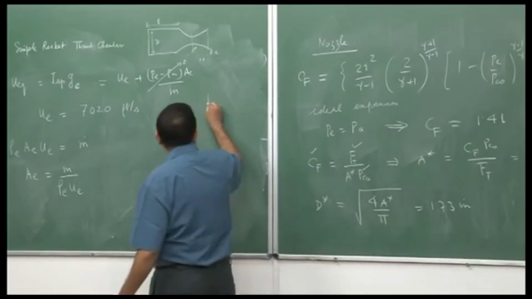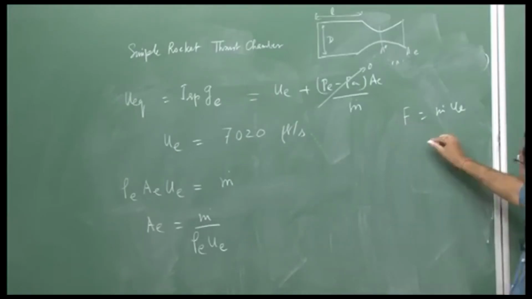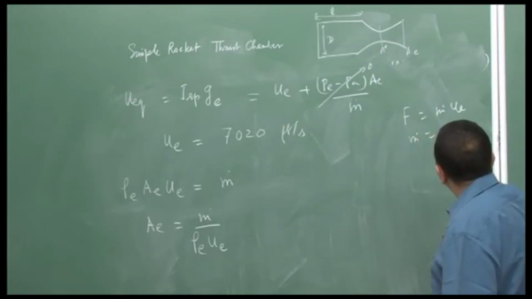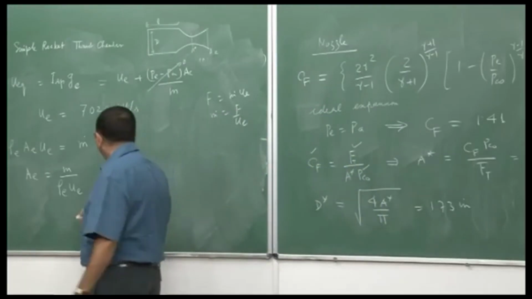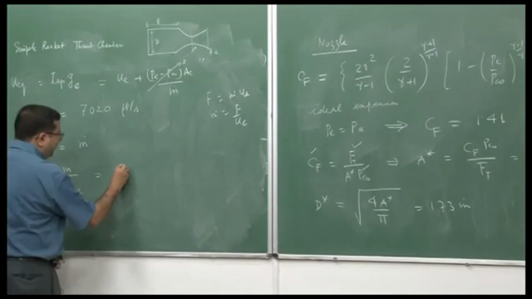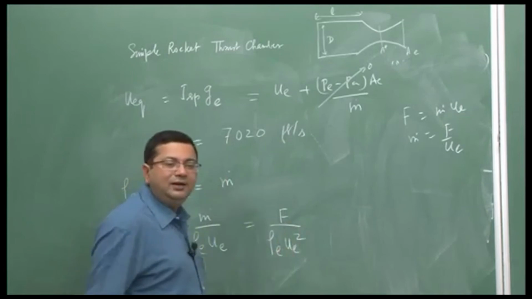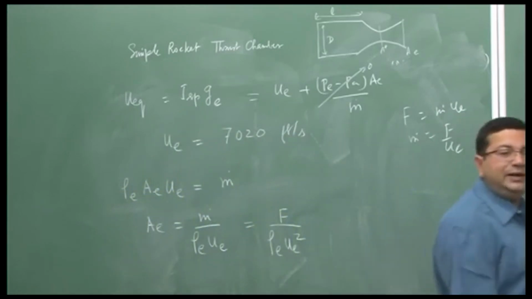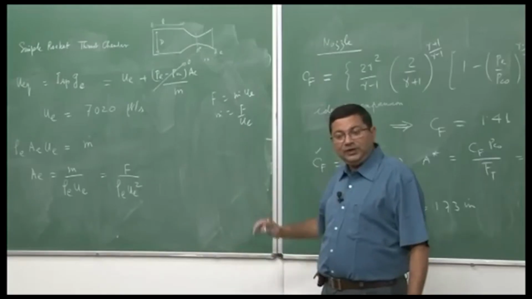And what is m dot from the definition of thrust for this case? From the definition of thrust, F equal to m dot ue. So, I can replace m dot as F upon ue, right. So, in this equation let me replace m dot by F upon ue. So, I get F upon rho e ue square. F value, the thrust is given, the exit velocity we have estimated.